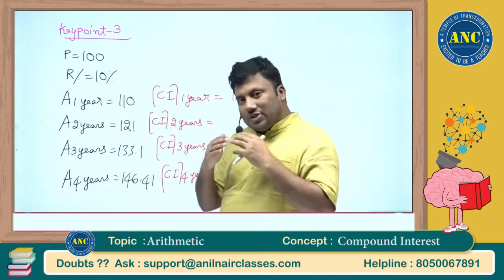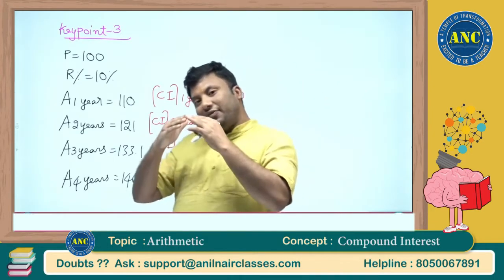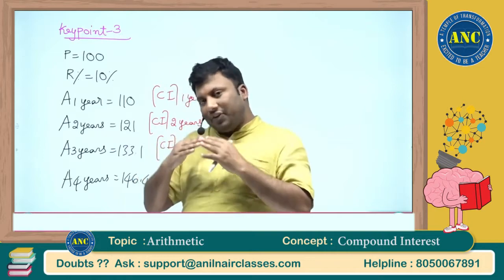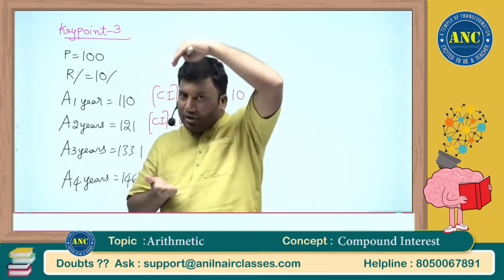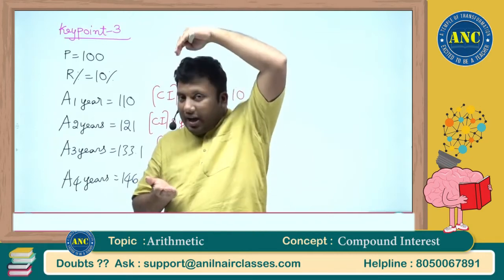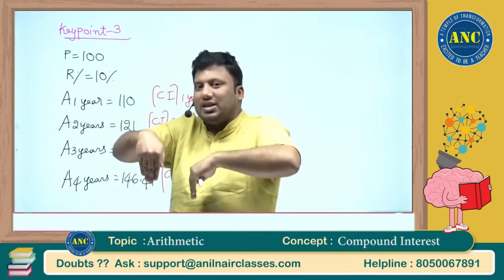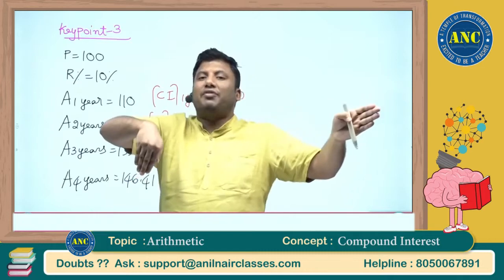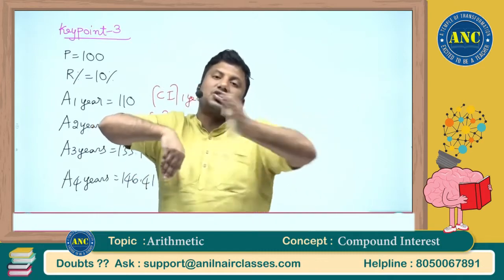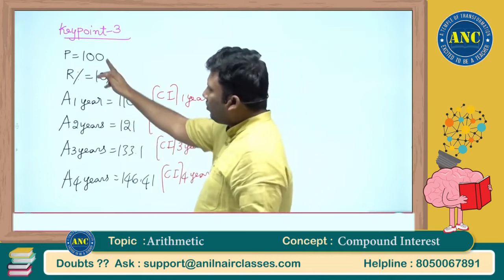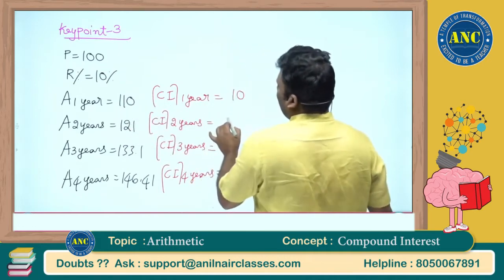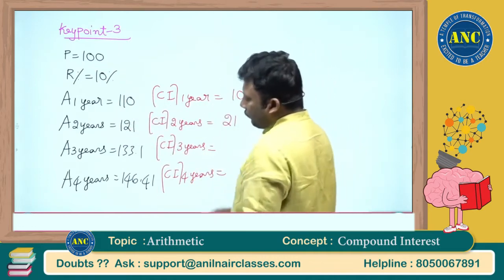CI for 2 years. What is the difference between CI for second year and CI for 2 years? When I say CI for second year, I am referring to the extra money which I gave to my friend only in the second year. When I say CI for 2 years, it is the total extra money which I gave for the entire 2 years: 121 and 100, which is 21.